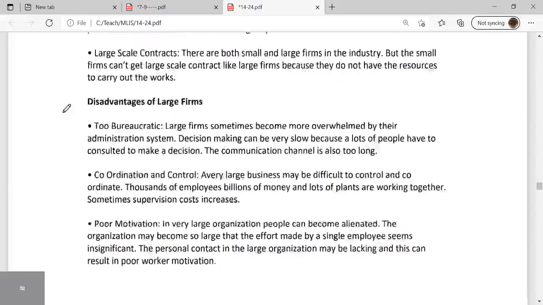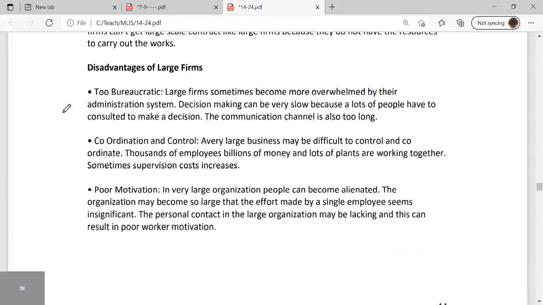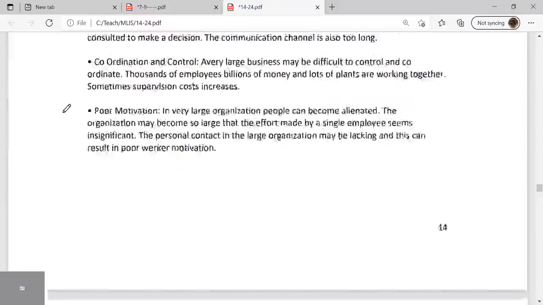However, large firms are also facing problems, like a bureaucratic problem. As the company is so large, there are problems with the decision making process. Then we have poor motivation among the laborers, and coordination and control is also difficult. Okay, you'll notice that these three disadvantages are very similar to diseconomies of scale. So diseconomies of scale is basically one of the main problems of large firms.